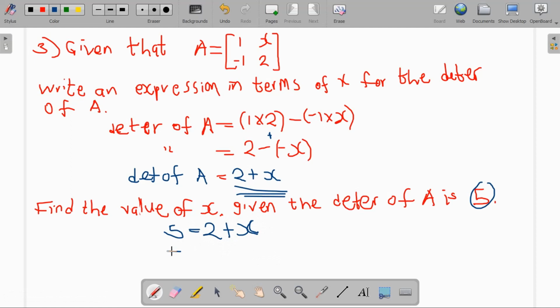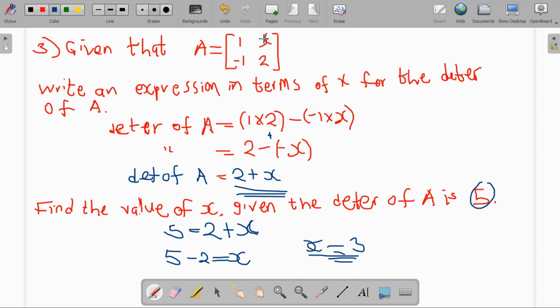So we say 5, and then it will be minus 2, because when 2 crosses the equal sign, the sign changes to minus. So 5 minus 2 equals x. Then x will be equal to 5 take away 2, which gives us 3. So the value of x is equal to 3.